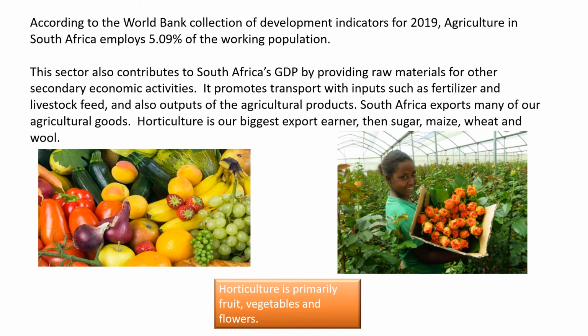South Africa exports a lot of our agricultural goods. Top on the list there is horticulture. It's our biggest export earner, followed by sugar, maize, wheat, and wool in more or less that order. Just in case we didn't know, horticulture is primarily fruits, vegetables, and flowers.